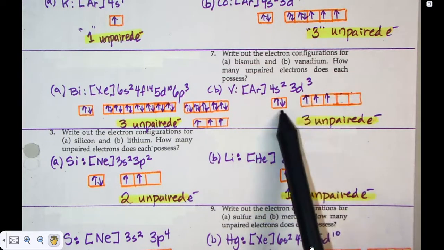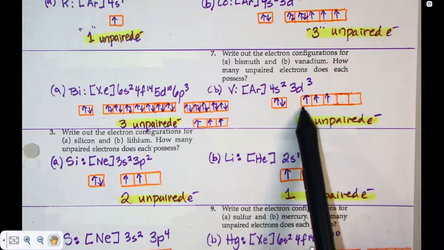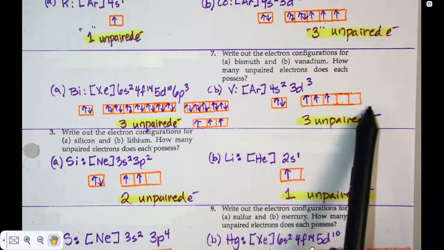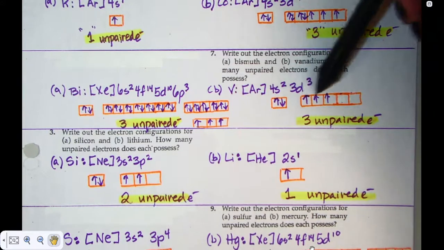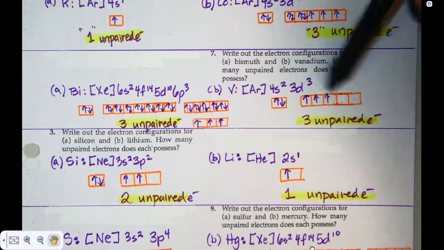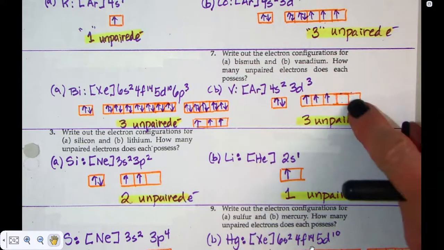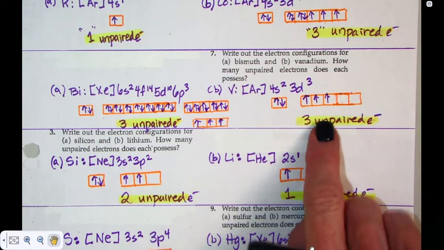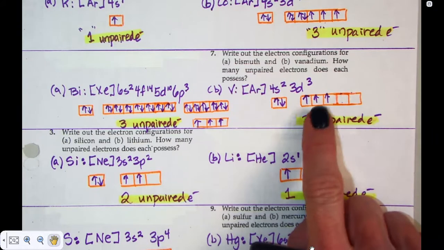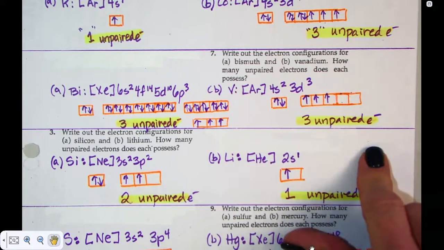The s2 is full. The d orbital, you have 5 subshells or 5 boxes, and you're going to put 3 electrons in there. So up, up, up. So literally what you see is 3 unpaired electrons. Since those 2 boxes are empty, you cannot comment on those. When you're trying to determine unpaired electrons, you always go by what you see. What you see is what you get. We have 3 unpaired electrons in vanadium.